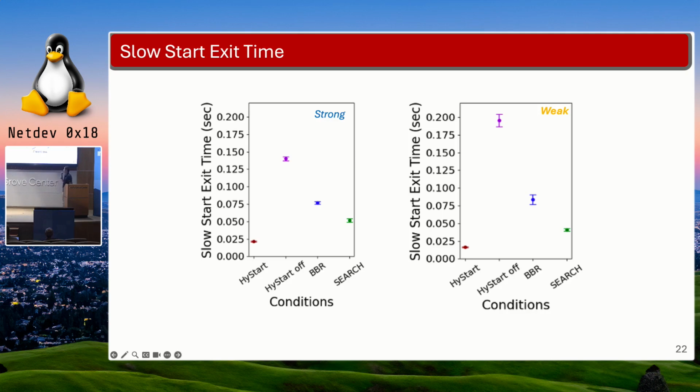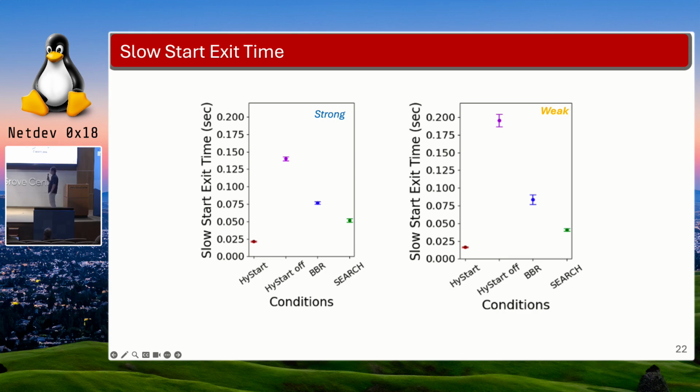This graph compares the slow start exit time. Visually, that's easier. The y-axis is when we exit from the slow start. The x-axis is the 4 different configurations. We can see when HyStart is off, we exit the slow start pretty late. We're causing a lot of bufferbloat.